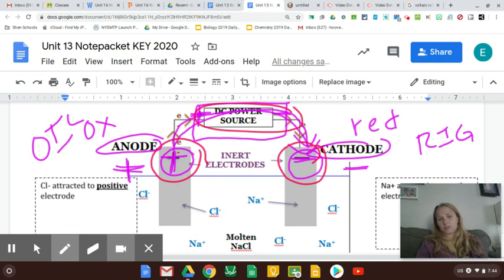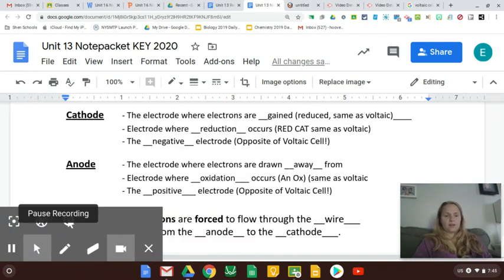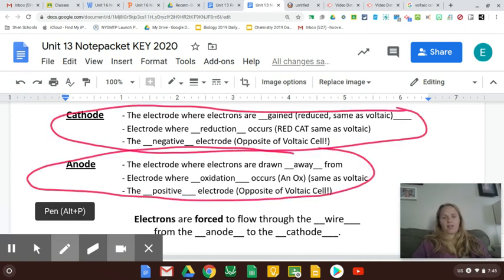And I could say, oh, it's because you stick a power source in there and it flips the signs. So everything's still true. It's just that in an electrolytic cell, my signs are flipped. Anode is positive and cathode is negative. So that's all this says right here: everything's the same for cathode, everything's the same for anode. It's just that the signs are flipped.